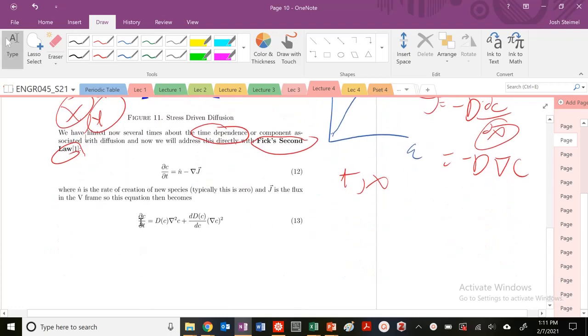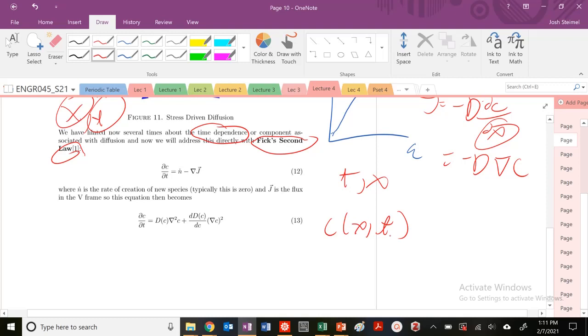And so the way that we can get a relationship for concentration as a function of x and time is we are going to have to invoke Fick's Second Law. Fick's Second Law tells us how the concentration varies as a function of time, as a function of n dot, which is the creation of new species. Again, unless we're dealing with a chemical reaction, typically this is going to be zero. So now our equation just becomes simply this.